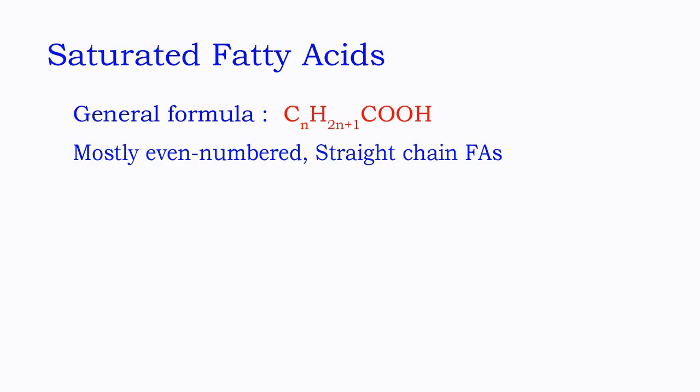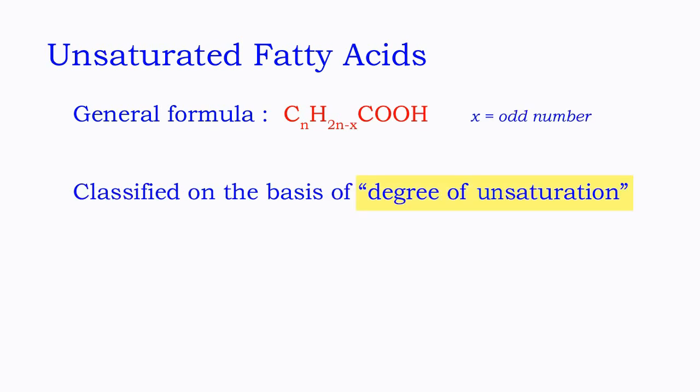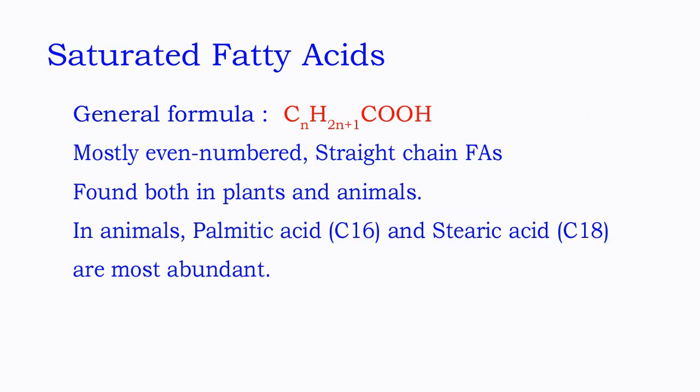Now, if we look at them separately, the saturated fatty acids have the general formula CnH2n+1COOH. Mostly they are even-numbered, straight-chain fatty acids, and very rarely odd-numbered, found in both plants and animals. In animal fats, palmitic acid and stearic acid, containing 16 carbons and 18 carbons respectively, are the most abundant, for example in milk fats, body fats, etc.